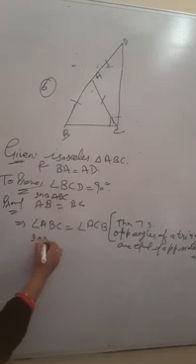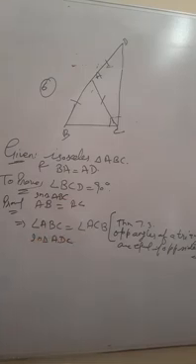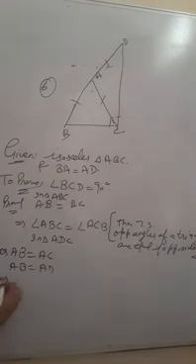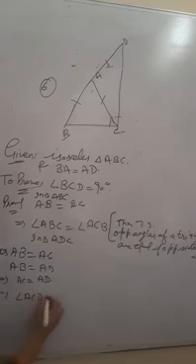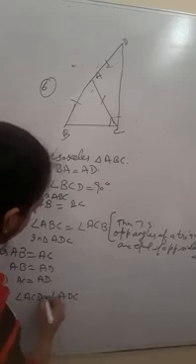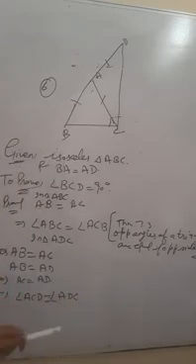Now we will take triangle ADC. In triangle ADC, as AB is equal to AC, and AB is equal to AD, that means AC is also equal to AD. If AC is equal to AD, that implies angle ACD is equal to angle ADC. Okay, angle ACD is equal to angle ADC and angle ABC is equal to angle ACB.